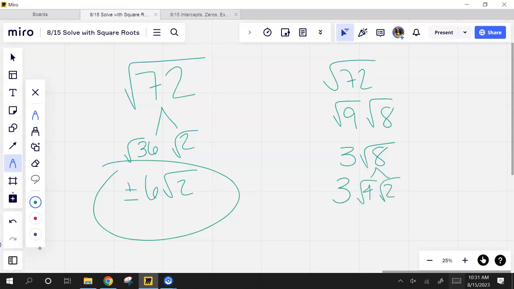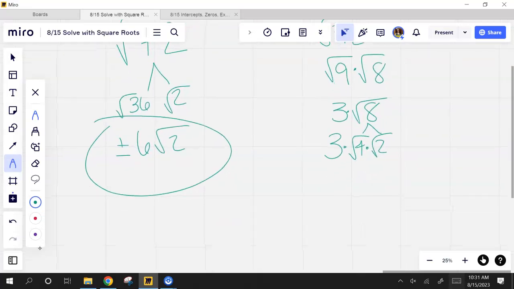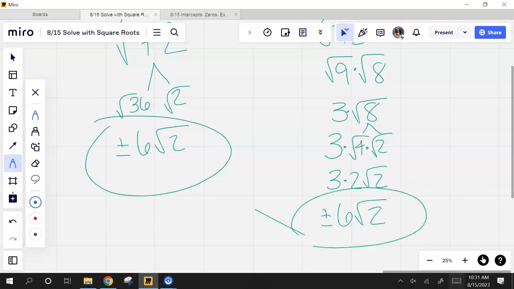Both of these are under a radical. All of this is just multiplication, right? That's what I'm doing. What's the square root of 4? So I get 3 times 2. That square root of 2 is still there. What's 3 times 2? Look at what happened. I'm still back to the same answer. It just took me an extra step to get there, right? It's easier for you if you use the biggest you can find, because you don't have to go through the extra step.